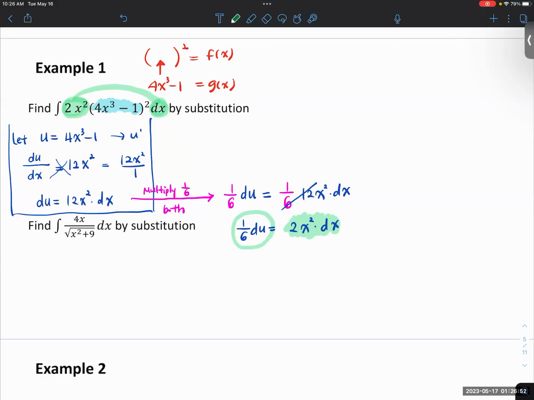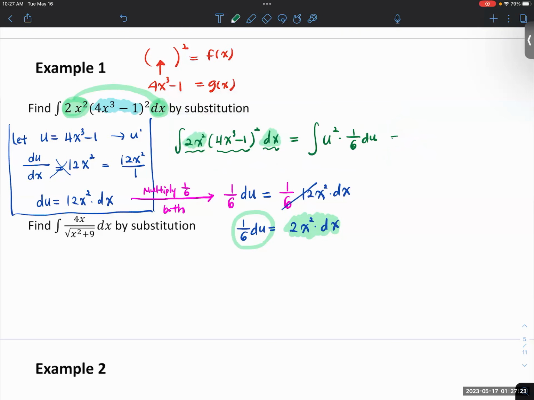Let me write here. Integral of 2x²(4x³ − 1)² dx equals this 2, right? And then we have u² times, right? And then we just found out 2x² times dx is 1/6 du. Am I correct? So now everything is in terms of the u variable. Now you can take the integral simply.